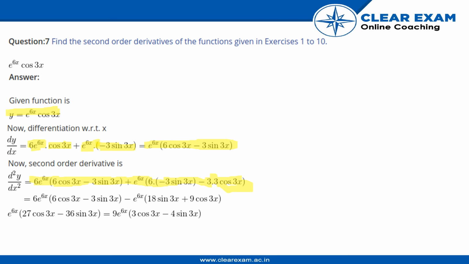The RHS is reduced to 9e^6x into 3 cos 3x minus 4 sine 3x. Hence, d2y by dx square is 9e to the power 6x into 3 cos 3x minus 4 sine 3x, which is the final answer. Thank you.